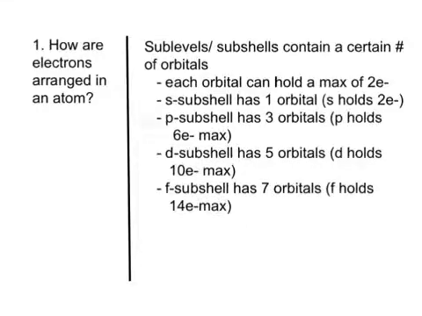The P subshell has 3 orbitals. Therefore, if it has 3 orbitals and each orbital holds 2 electrons, the whole P subshell can hold 6 electrons maximum. As we get further and further out, the subshells are going to hold more and more electrons. For example, the D subshell has 5 orbitals, so the whole D subshell, that flower-shaped D subshell, can hold up to 10 electrons maximum. Then the final subshell, the most complicated one that we're going to study, is the F subshell, which has 7 orbitals. So 7 orbitals times 2 electrons each is 14 electrons maximum.